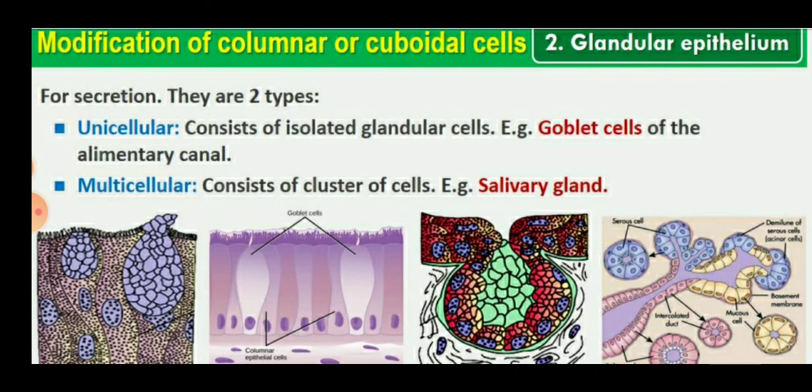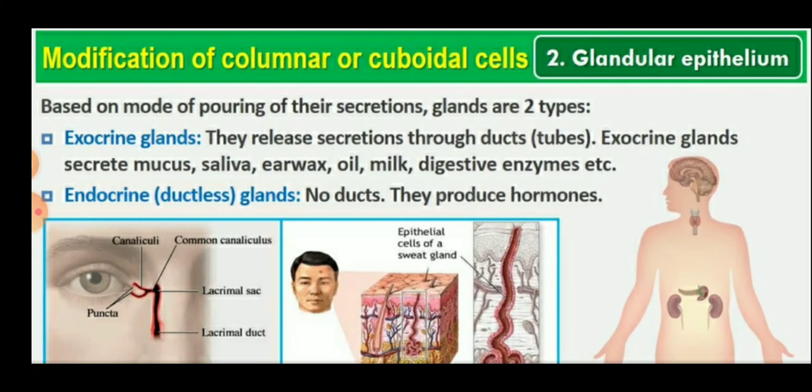And the second modification is the glandular epithelium. For the secretion process, there are unicellular and multicellular glands. Unicellular consists of isolated glandular cells. The example is the goblet cells of the alimentary canal. And the multicellular consists of a cluster of cells, for example, the salivary glands.